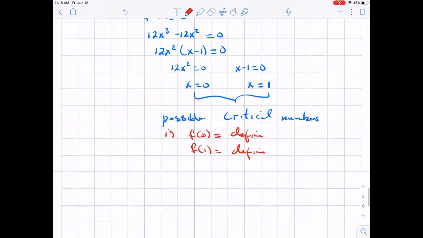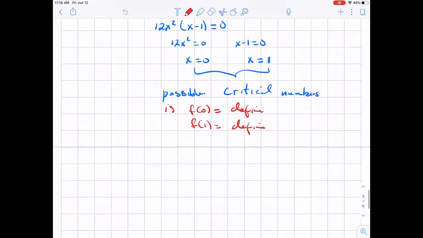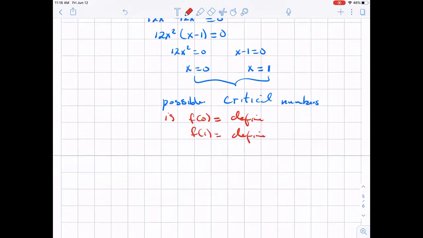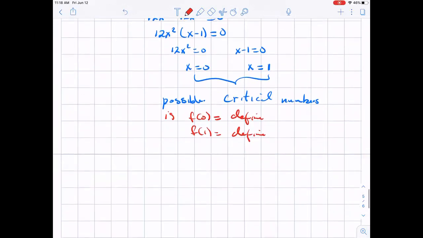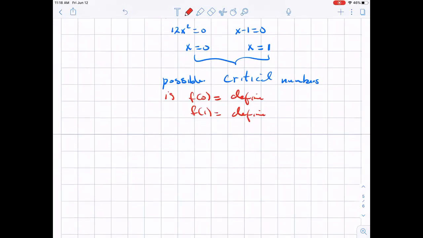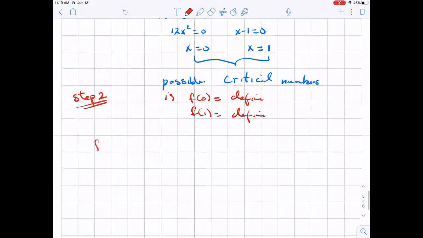Now, because this was a closed interval, what is f of 0? So this is really step 2. f of 0 would be 0. And f of 1 would be -1. So they are defined.